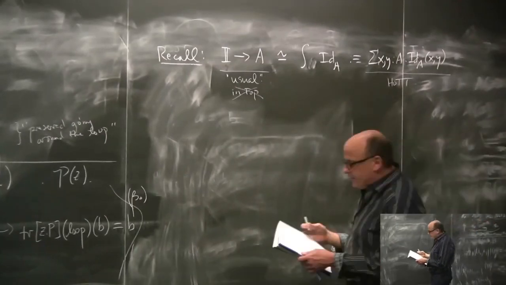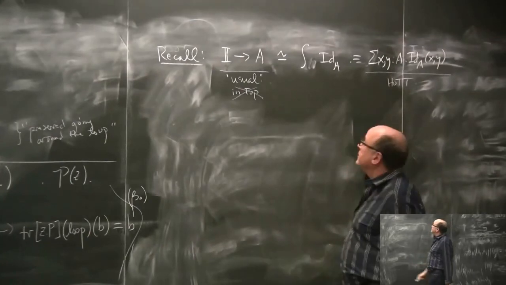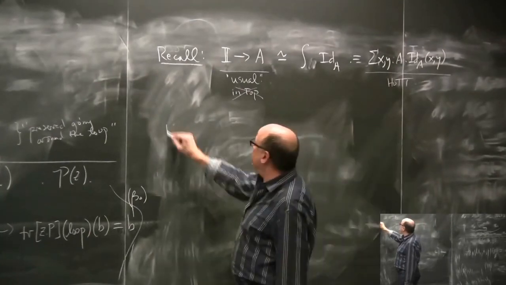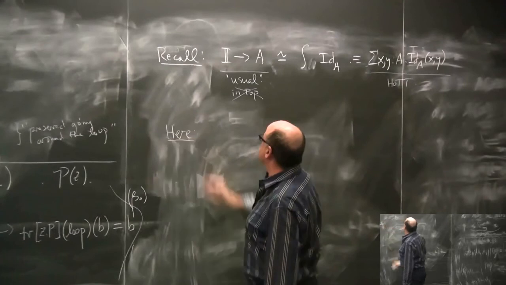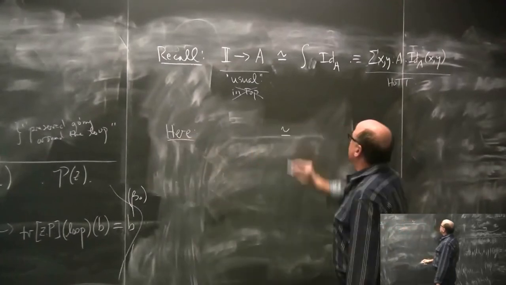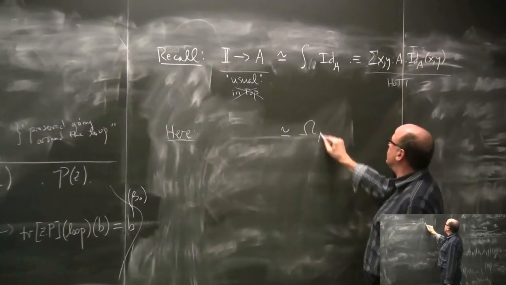So it turns out you can do the same sort of thing. What we'll say here, now that we have S1, is that there's a similar thing going on, which is a characterization of what is called the loop space of A.